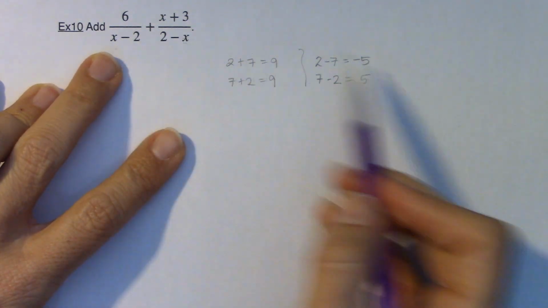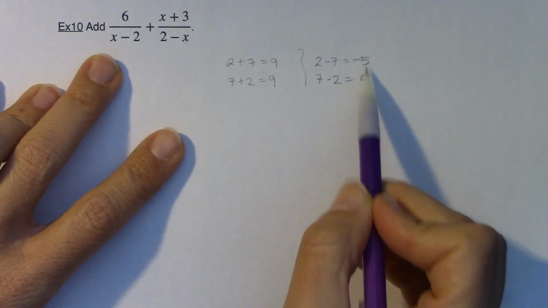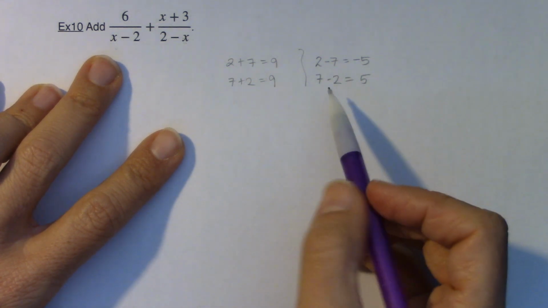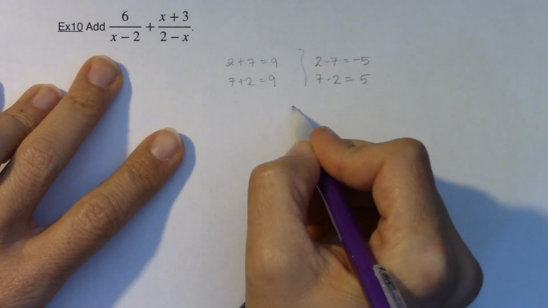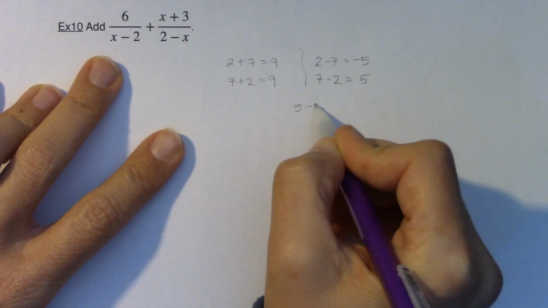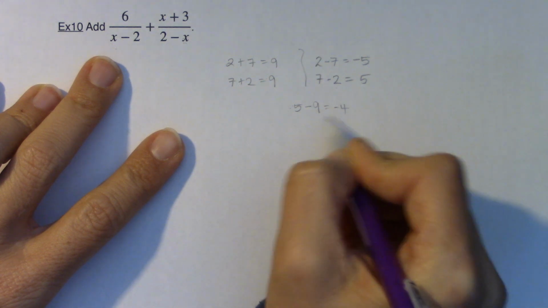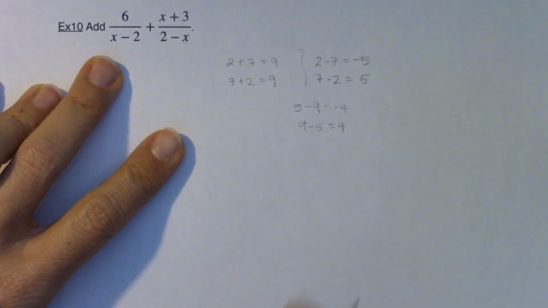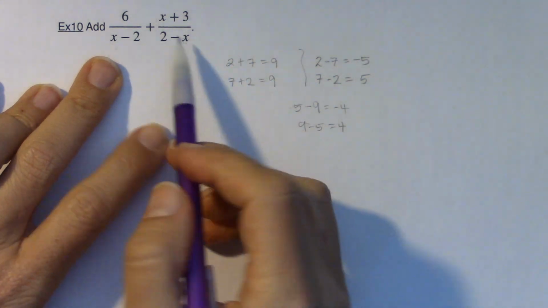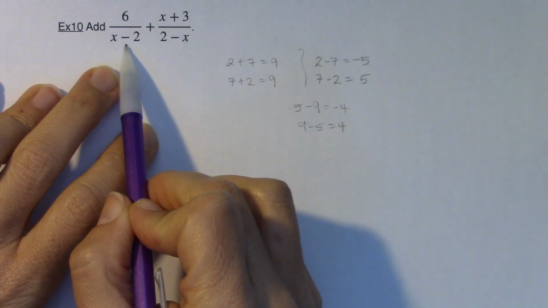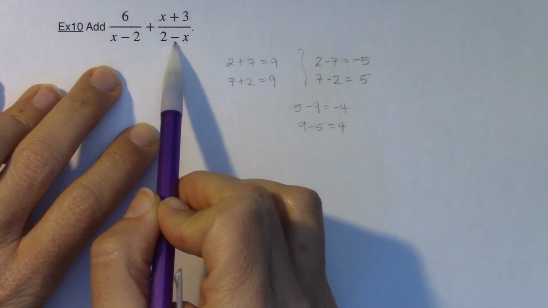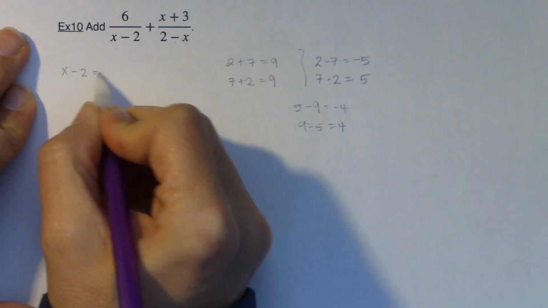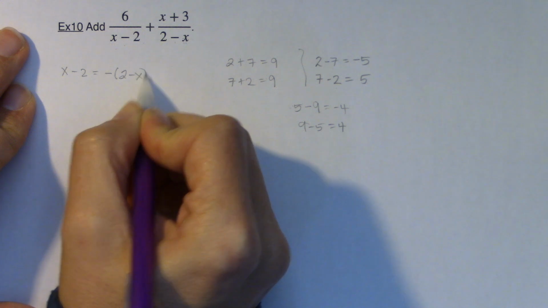But these are similar, right? If you look at 2 minus 7 and 7 minus 2, they're both of size 5. It's just one is positive and one is negative. And this would play out for any two numbers, right? If I gave you something like 5 minus 9, that's negative 4. 9 minus 5 is positive 4. So they have the same number, they're just opposite signs. So the idea here is x minus 2 is the opposite of 2 minus x.